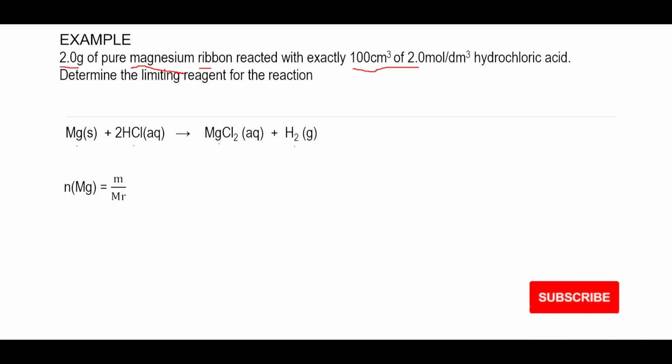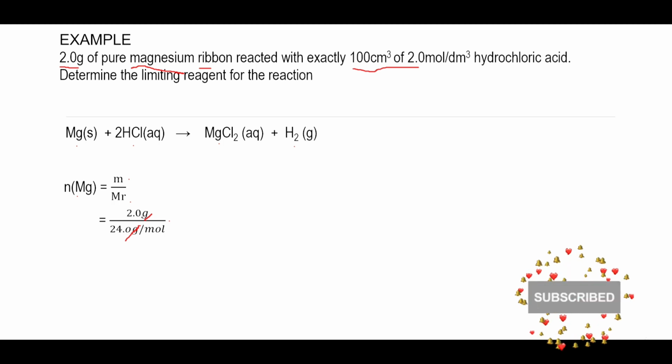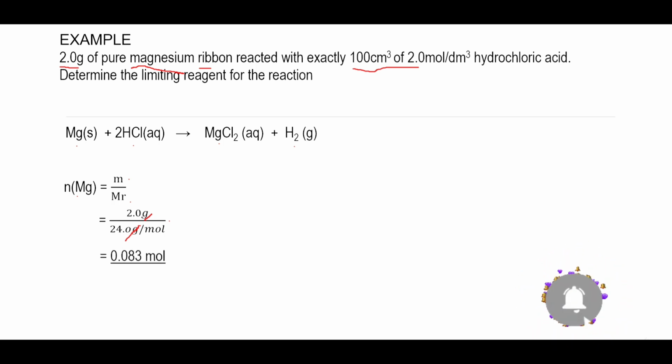After writing a balanced equation, we get the number of moles for magnesium. Number of moles is equal to mass divided by the molar mass. We are given the mass of magnesium as 2.0, then the molar mass for magnesium, which is 24.0 grams per mole. From there, we cancel out the grams, so we just remain with the moles. Then when we divide this, it will give us 0.083 moles for magnesium.